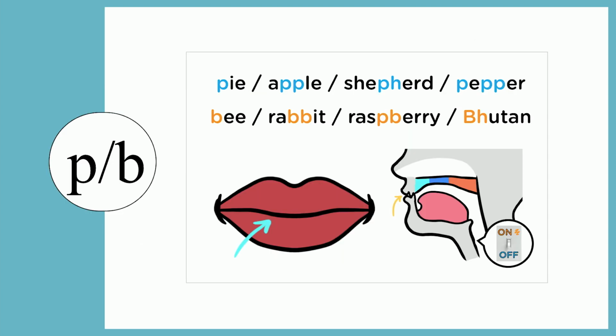All right, so what we can see here on screen is a diagram of the mouth and what the lips are doing for the pair sounds of p and b. So Jay, can you do the honors? Can you read through the words with p in them? I can. I can say pie, apple, shepherd, and pepper. Magic. Now, what can you see that's different about the spelling of the sound p?